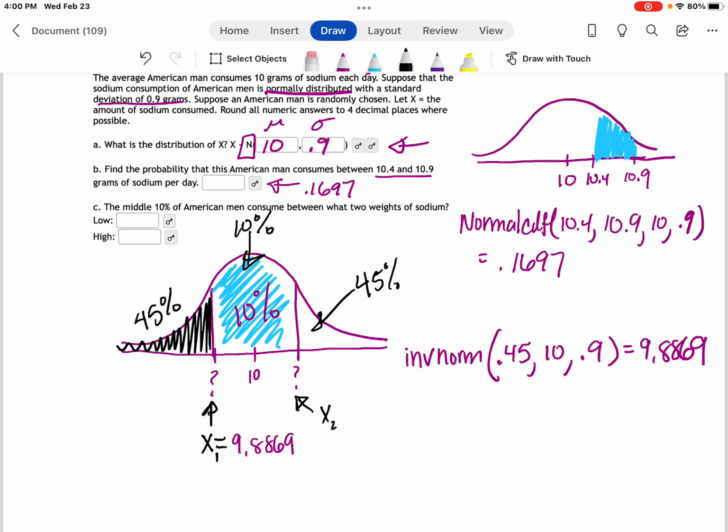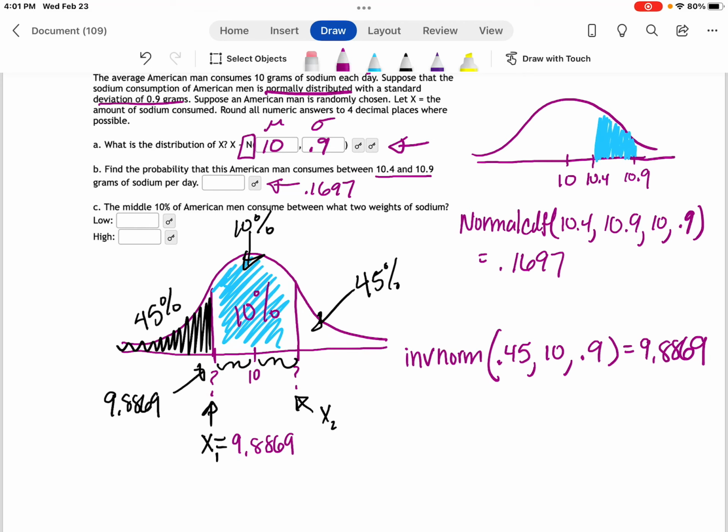Now to get this second X value, we'll call this X1 and X2, I don't have to use the calculator. I can if I want to, but because I know this value right here is 9.8869, and I know that the distance between 10 and X1 has to be the same as the distance between 10 and X2 because the graph is symmetric. If I find that distance between 10 and X1, and then I add it on the other side, that will give me my second X. So that's one way I could do it.